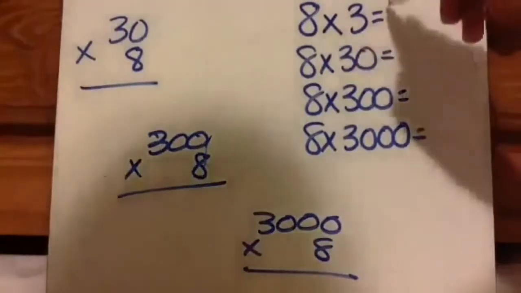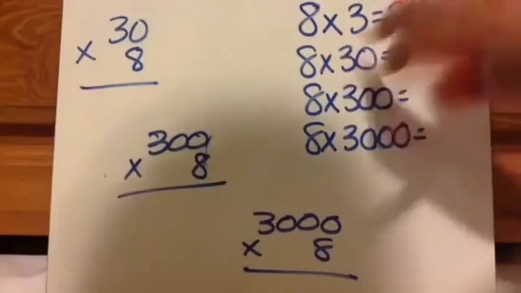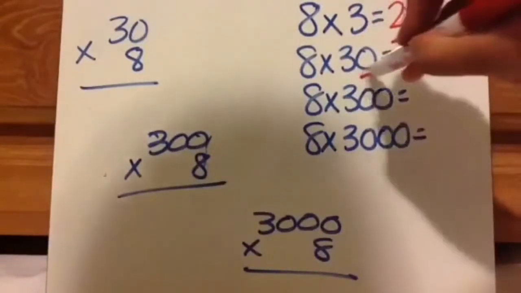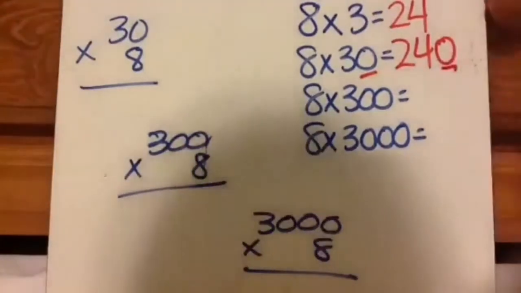8 times 3 is 24. So when you get 8 times 30, just think 8 times 3 is 24. There is 1 zero in my question, so there's going to be 1 zero in my answer.